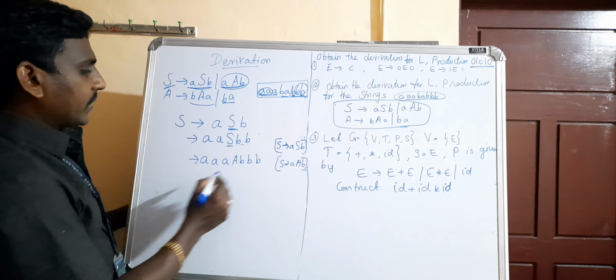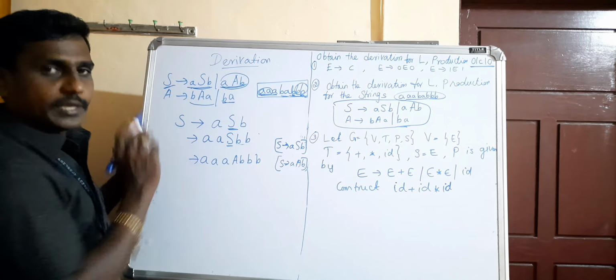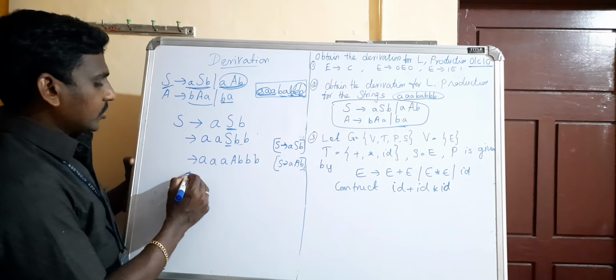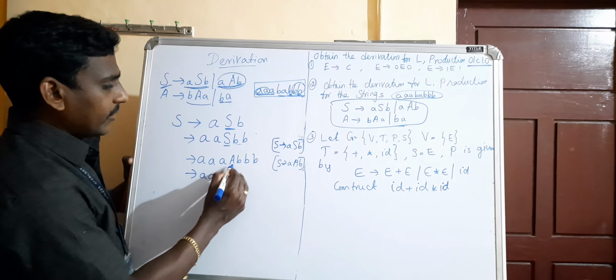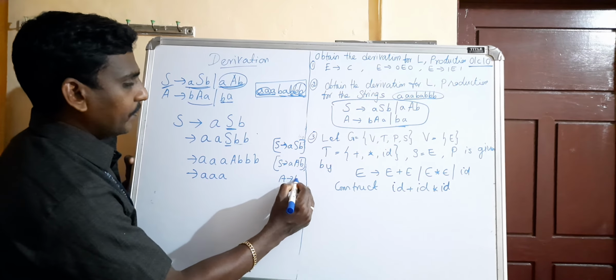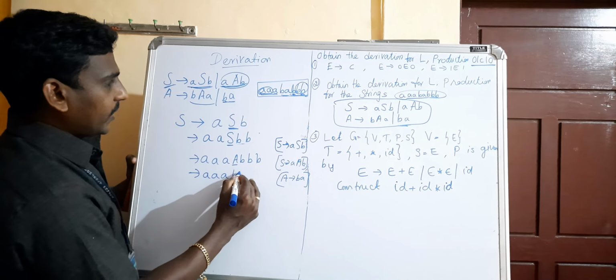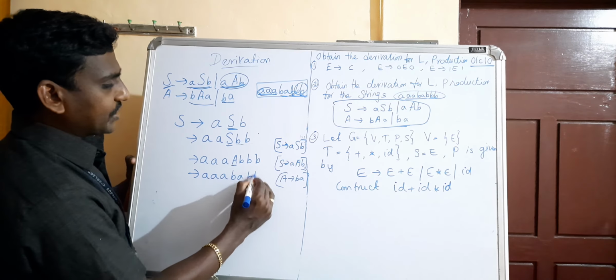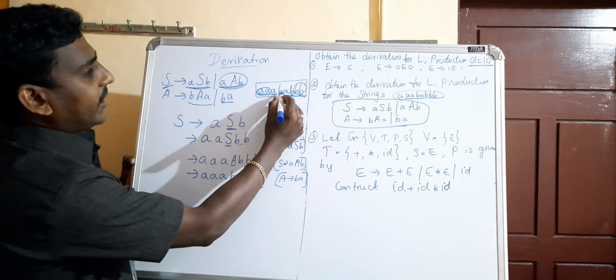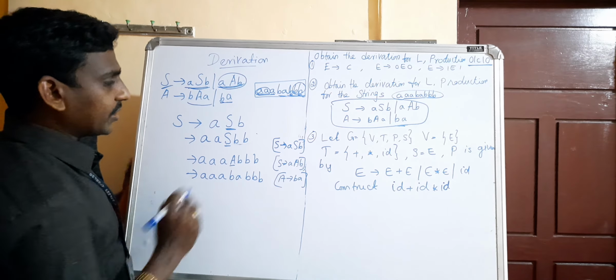Again this BA. So I can apply A tends to BA. That's not a problem. Okay. So for this A I am going to apply BA. Okay. So for this A I am going to apply BA and these 3 B's. I got, see, A, BA, 3 B's. A, BA, 3 B's. Okay.